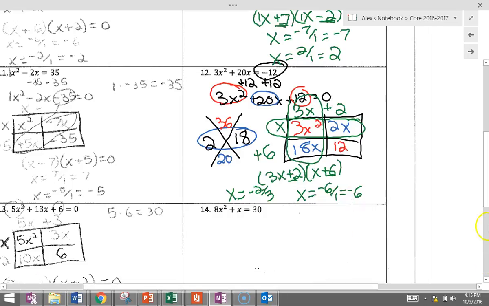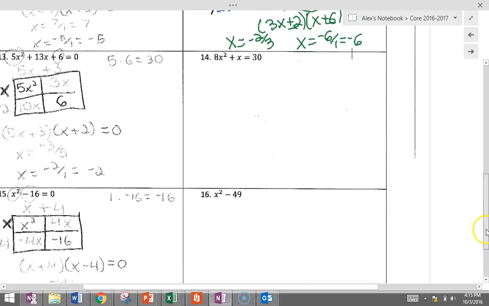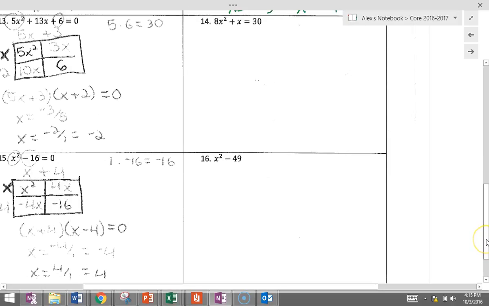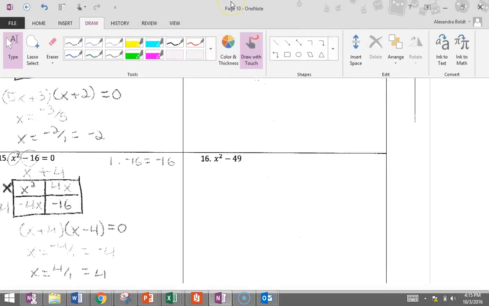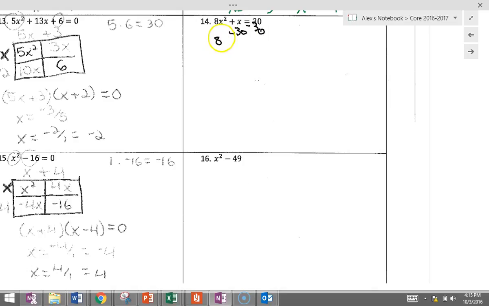Alright, let's look at our next example. It's very similar to this one. I have 8x squared plus x equals 30. So, same type of thing. I want to subtract 30 from both sides. Right, I want it equal to 0. So I have 8x squared plus x minus 30 equals 0.